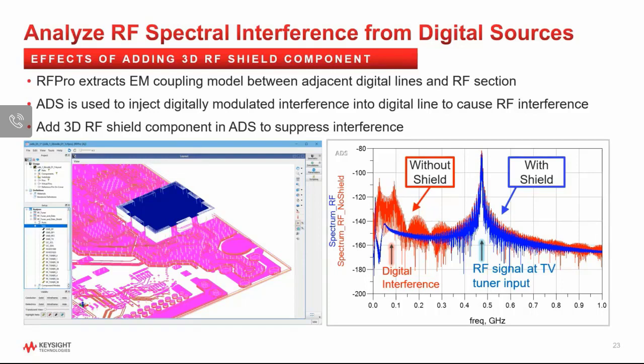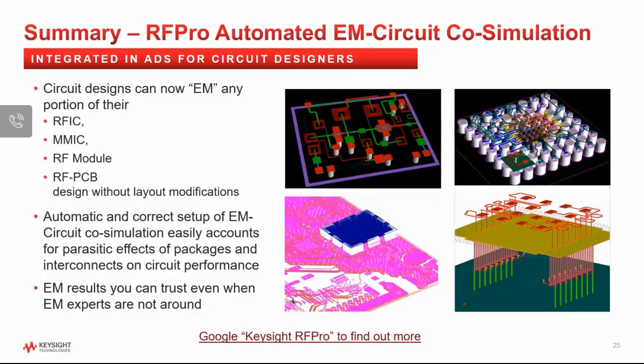In summary, with RFPro, you can now easily EM any portion of your design, be it RFIC, MMIC, RF module, or RF PCB, without tedious layout modifications and EM setup. The automatic and correct setup of EM circuit co-simulation lets you account for parasitic effects of packages and interconnects during your circuit design whenever you need it.